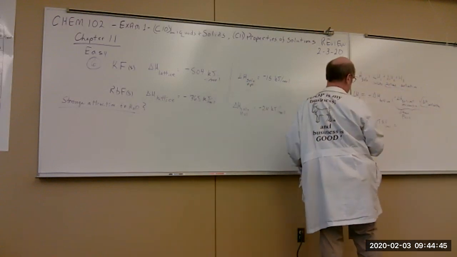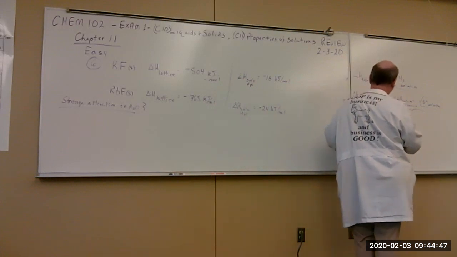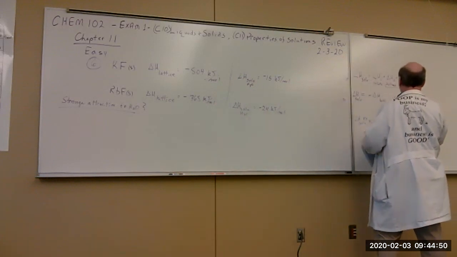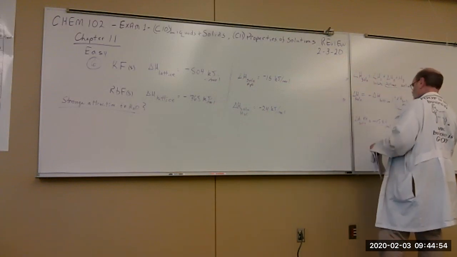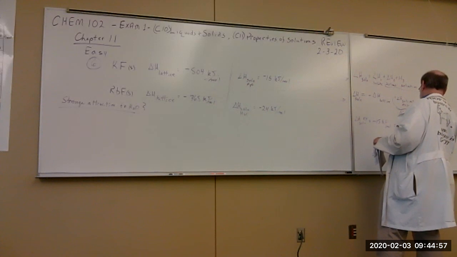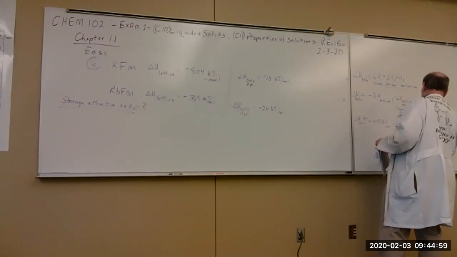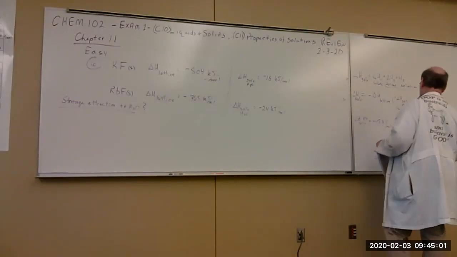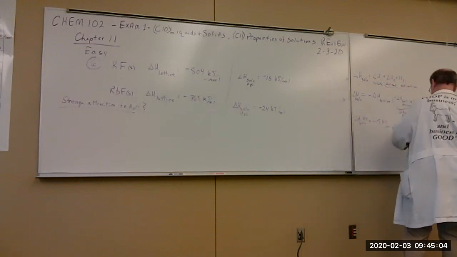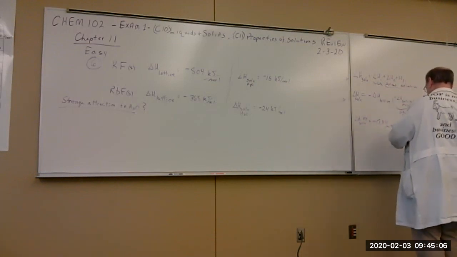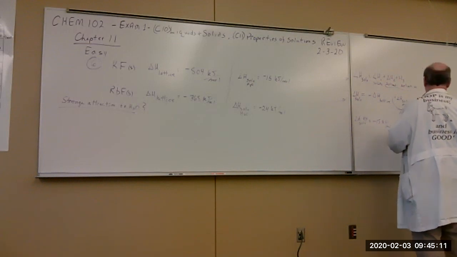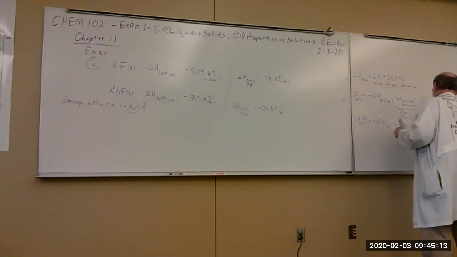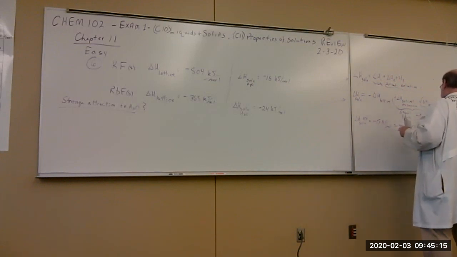So what you're trying to say? Well, it will make the negative positive. So if we have a negative here for KF, then that's minus 804 kilojoules per mole. And then this value is the delta H of hydration, these two together.